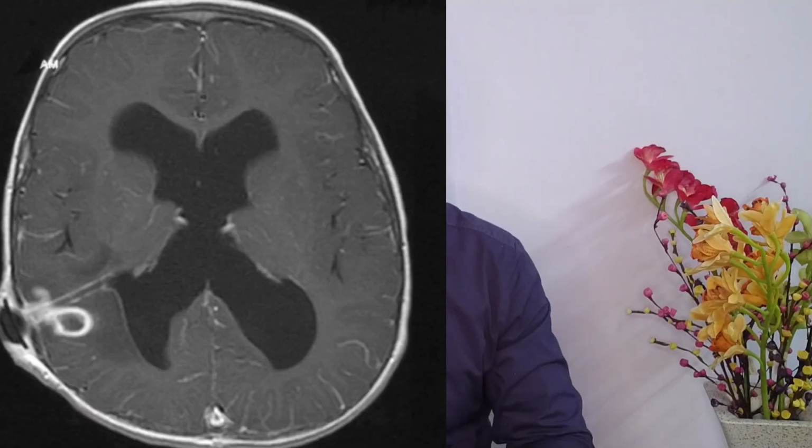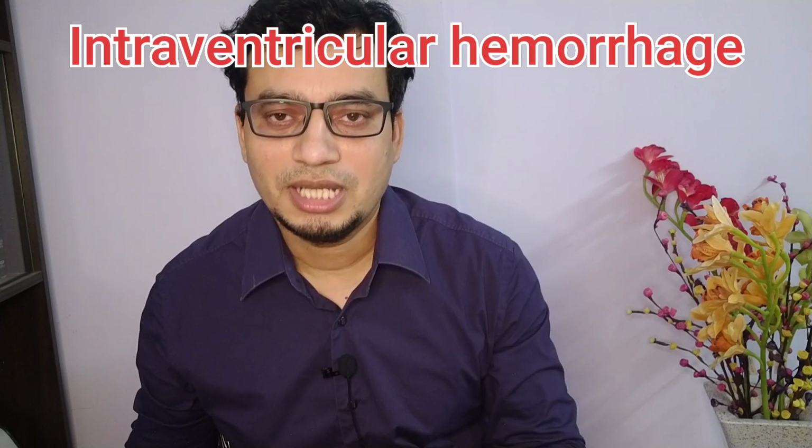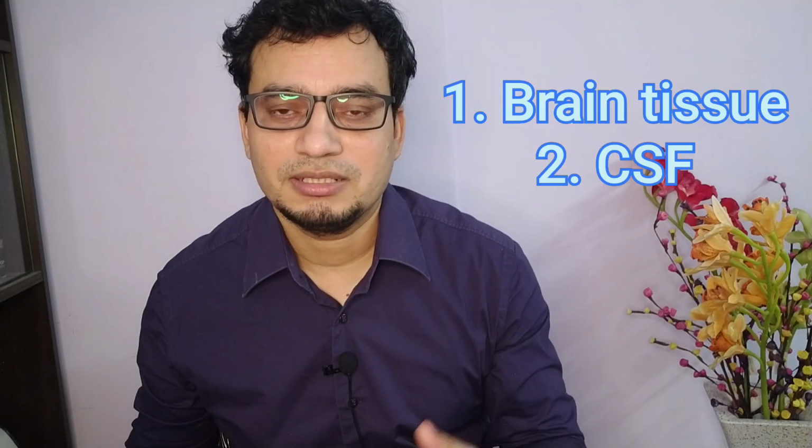So this is the picture of CT scan. You can see over here the hydrocephalus. In another picture, there is an IVH in the lateral ventricle, that is intraventricular hemorrhage. Now, so far we have discussed the tissue and CSF volume as the causes of intracranial hypertension.